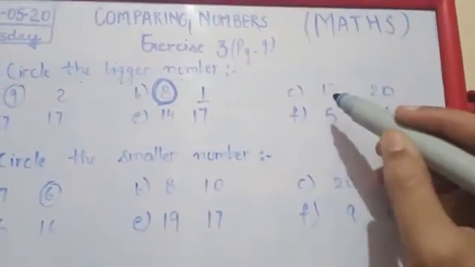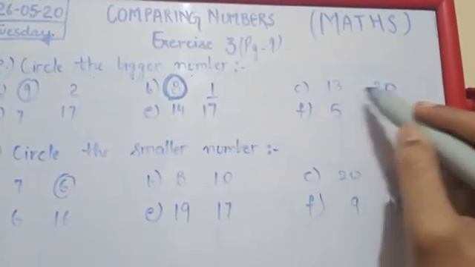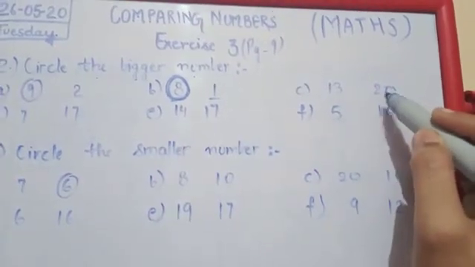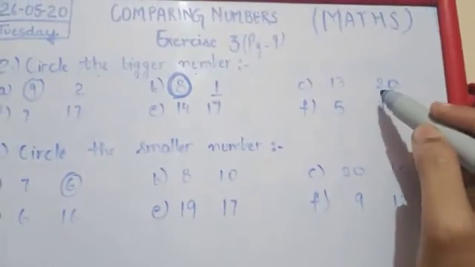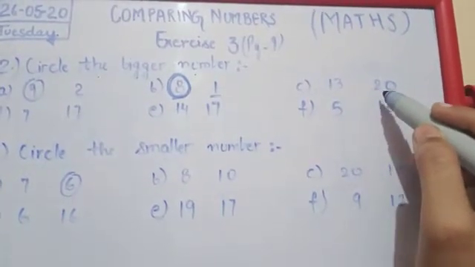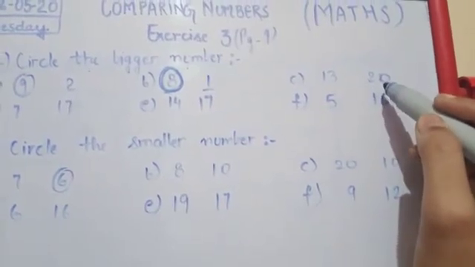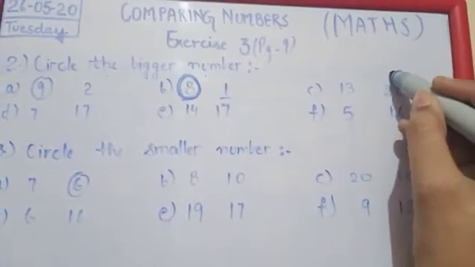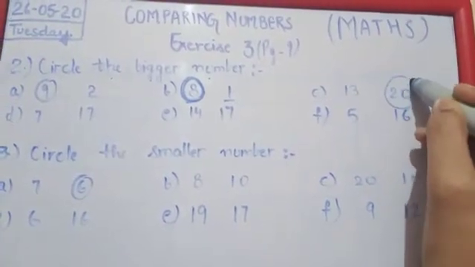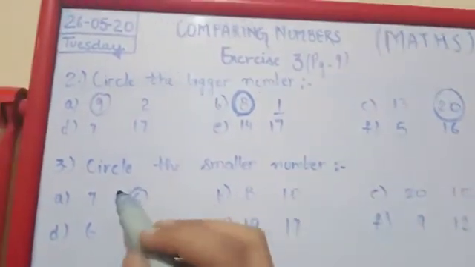Come on the C part. Two numbers are also given here, 13 and 20. 1, 3, 13. 2, 0, 20. So what you have to do? Circle the bigger number. Is 13 greater than 20? No. 20 is greater than 13. So 20 is bigger than 13. So you all will circle the number 20.